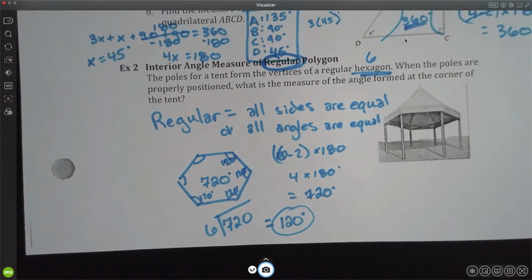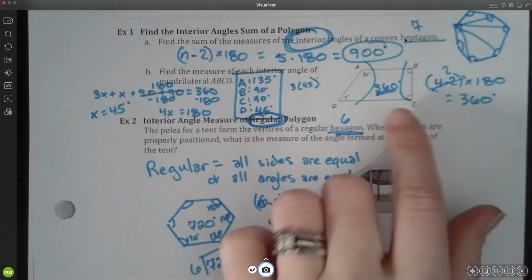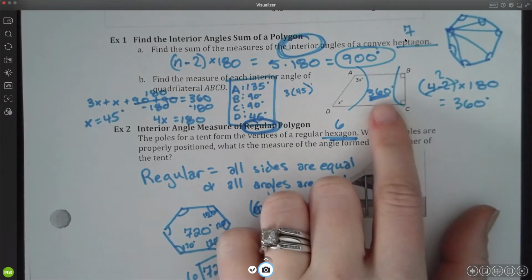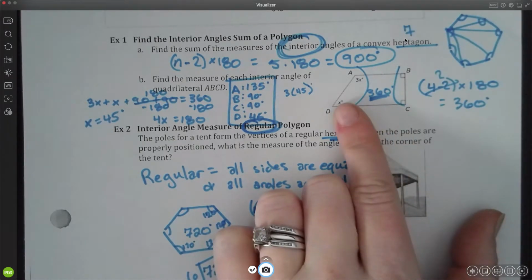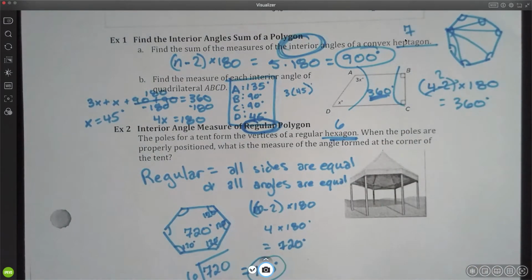So what is the measure of the angle formed at the corner of the tent? 120 degrees, every one of them is. Now that only works because they are all the same, so I can divide by 6. If they're not all the same, I can't just divide by 6. They would have to tell me what every one of them is, like they did in the last example. This one was irregular, so they have to tell me what each angle is. They said this was x, this was 3x, and then I could find it. But if they are all the same, you can just divide.